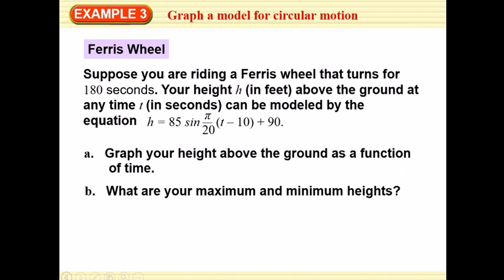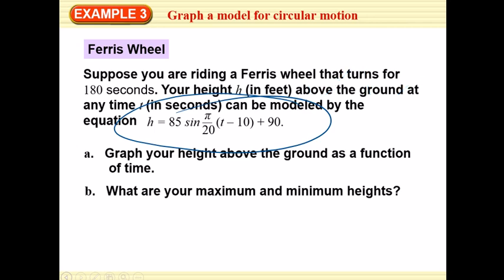Alright, so example 3. Ferris wheel. Suppose you are riding a Ferris wheel that turns for 180 seconds. So that's 3 minutes. Your height h in feet above the ground at any time t in seconds can be modeled by this equation. Lovely. We have an equation.